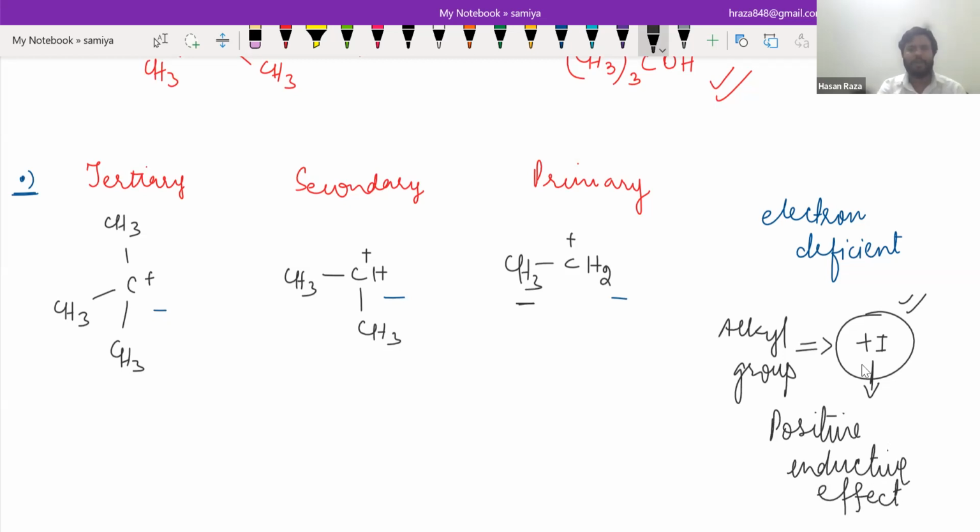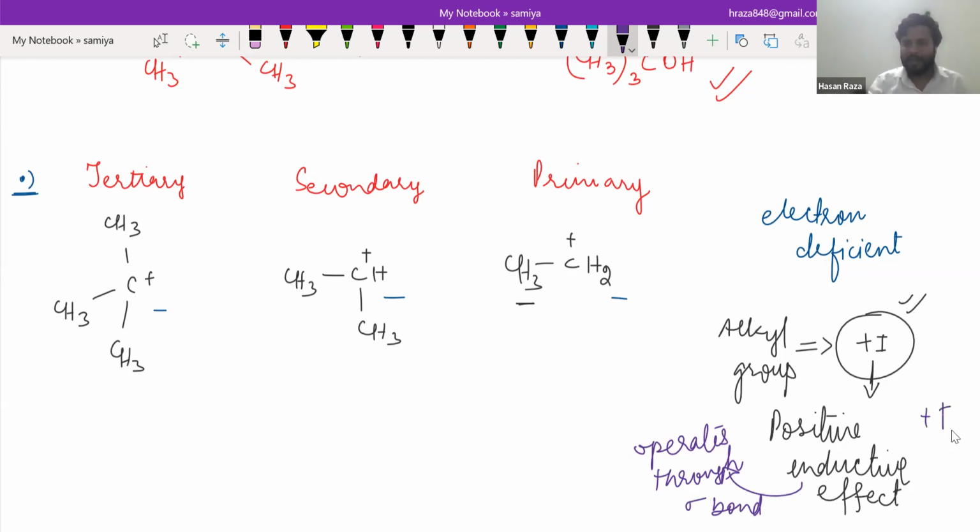This inductive effect you have studied in class 11. Inductive effect basically operates through sigma bond, and this is of two types, plus I and minus I.